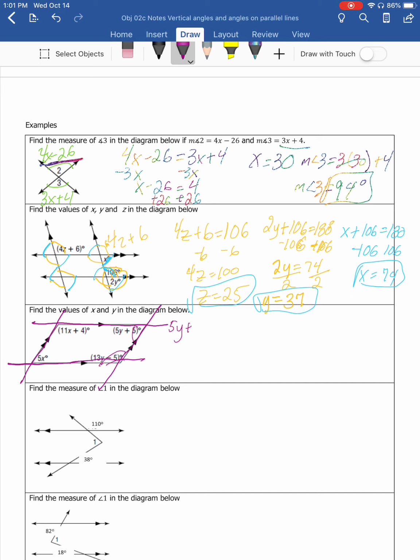So I know 5y plus 5 plus 13y minus 5 is equal to 180. And so I can go through and solve that way. That's going to be 18y is equal to 180, divide by 18, divide by 18, y is equal to 10.